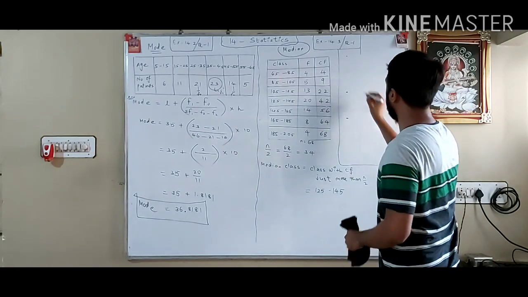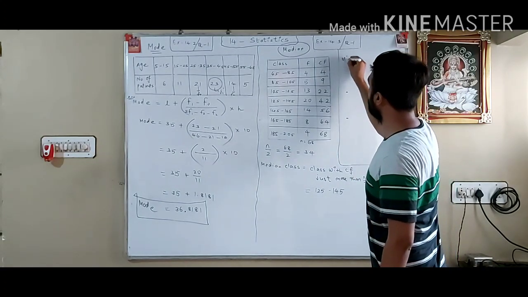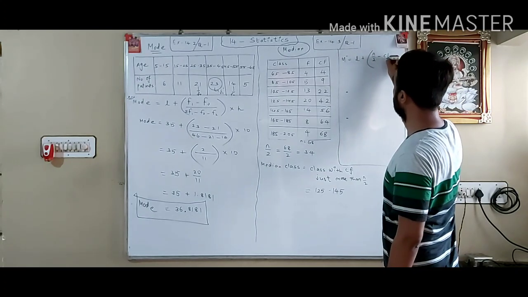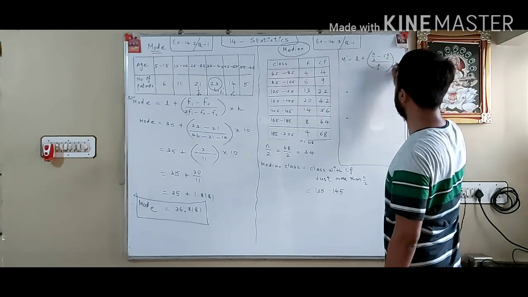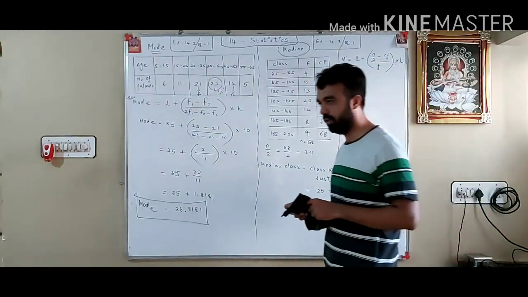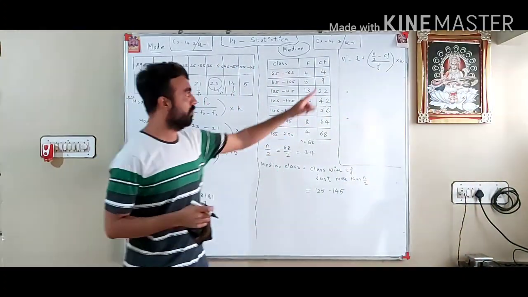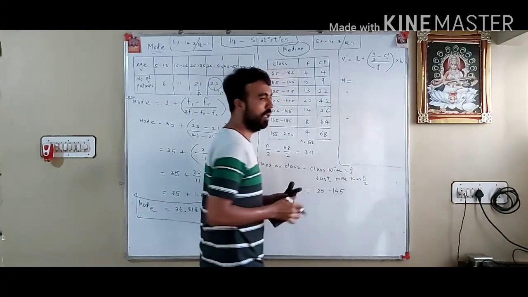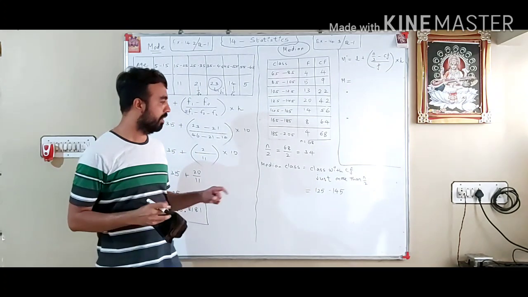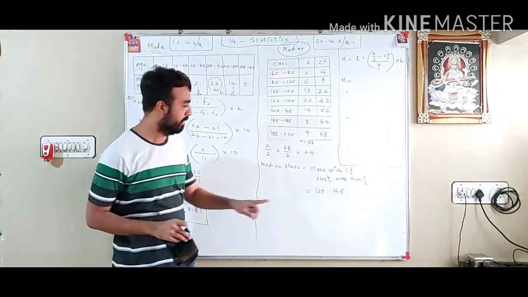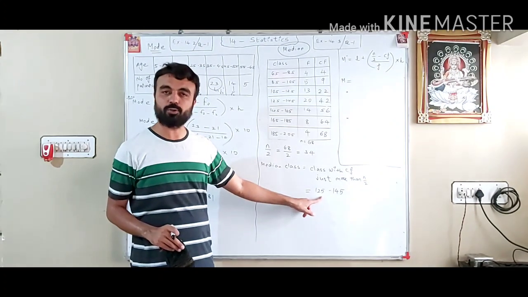What was the formula? The formula was median equals L plus (n by 2 minus CF) by F into H. Right? This was the formula. Now I am putting the values. So median equals L. What is L? I had written earlier, lower limit of the median class. Median class is 125 to 145.